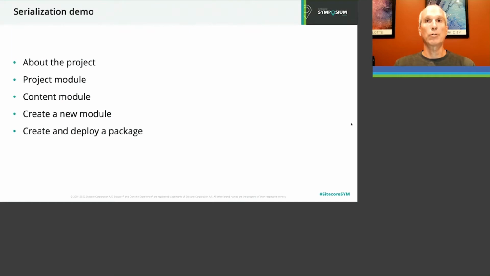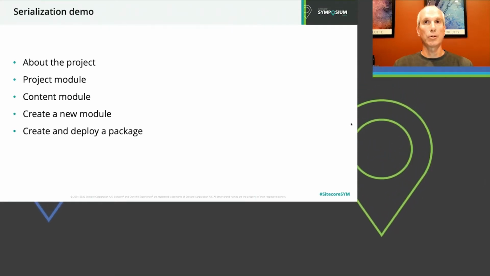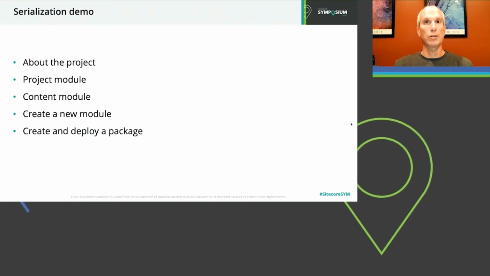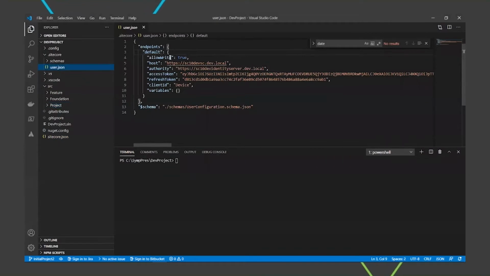I'm going to describe the structure of the serialization components in a typical development project. The serialization components of the new Sitecore developer experience use environments declared in the Sitecore user.json file to hold authentication information for the server. Here we see a user.json file, and we can see we've got endpoints called default. The host and authority specify the Sitecore server and identity server. The access token is the values used by the serialization API to authenticate to those servers.